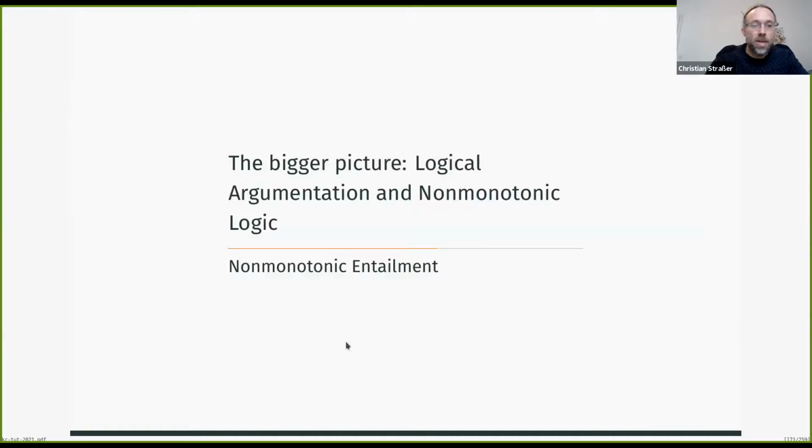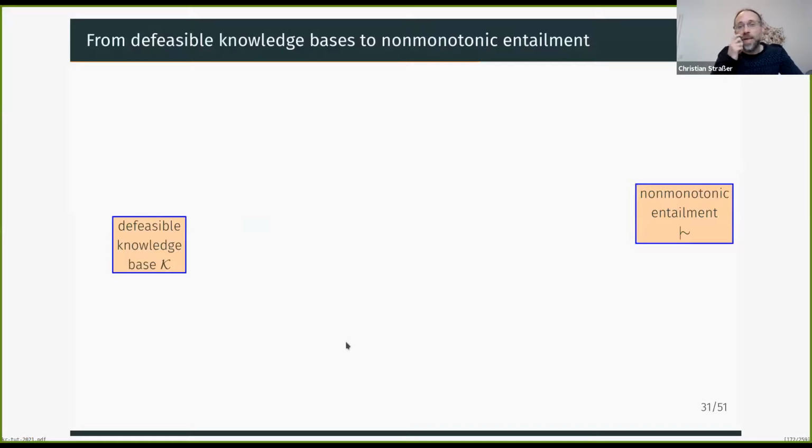Okay, so let's look at non-monotonic entailment. How do these different frameworks think about non-monotonic entailment? Here is my way of bringing this all together. You always start with a defeasible knowledge base, and at the end of the day, you want to know what you should defeasibly infer from it.